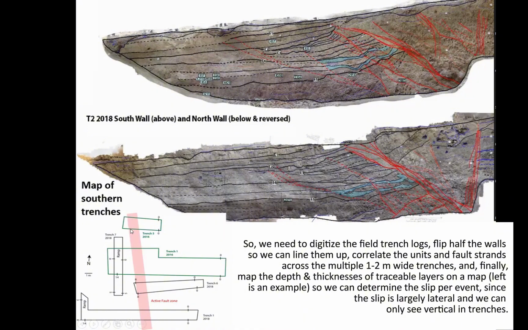So this is a fault zone, the pink. These are individual trenches and ramps to get in them. And so we have 1, 2, 3, 4, 5, 6, 7, 8, 9 walls that have been mapped. And we need to turn them into a 3-dimensional map of the thickness of the layers so that we can get the lateral slip. Remember, we're only seeing the vertical slip in the trenches. So we still have some work to do.